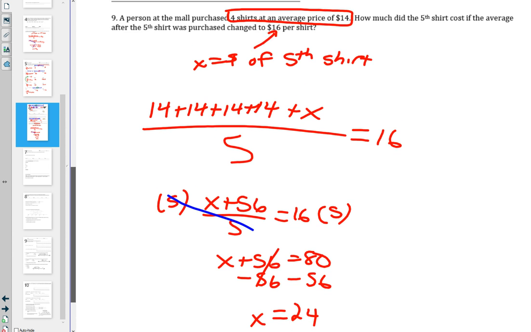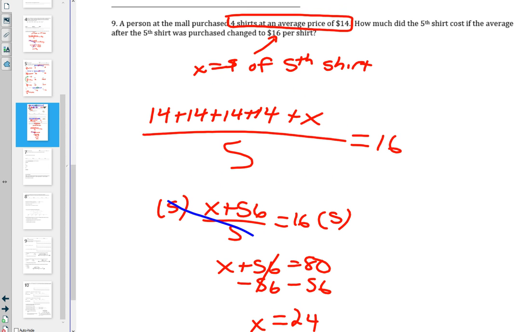if that last shirt caused the average to go up, what did we know already about that last shirt? If it causes the average to go up, we know it has to be more expensive. We don't know how much more expensive, but we know it has to be more expensive. So $24.